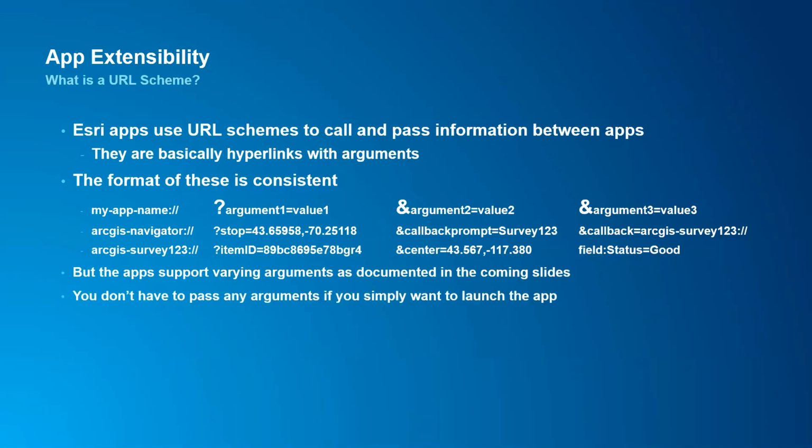So the apps support varying arguments, and you'll see those in the coming slides. You don't have to pass any arguments if you simply want to launch apps. You can just launch Survey123 and have it open if you want. But typically it helps when you add in arguments, because it brings the users into the exact place that you want them.